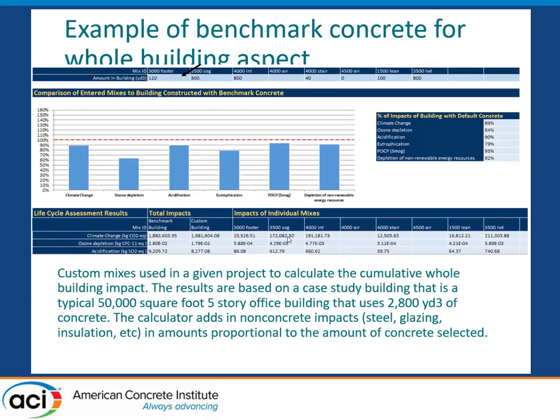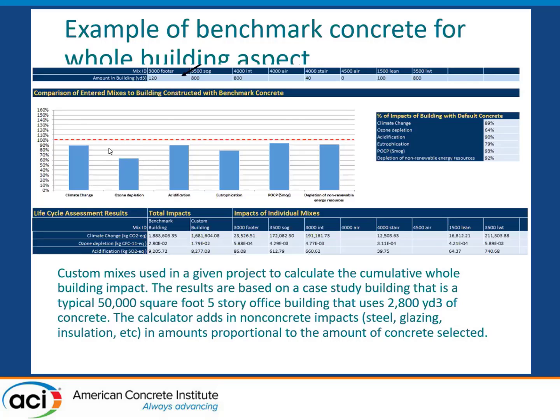So when we look at that same LCA calculator, there was another tab on there where you're able to put in the mixes that you had for the whole project. You'll see up at the top here the 3,000 footer, the slab on grade, that 4,000 interior with air. You put in the amount of yards that are going to be in that. This is going to assume that the building was a 50,000 square foot, 5-story office building that typically would use 2,800 cubic yards of concrete. So this calculator is going to show what those impacts would be.